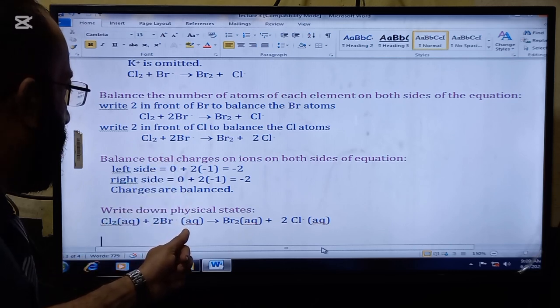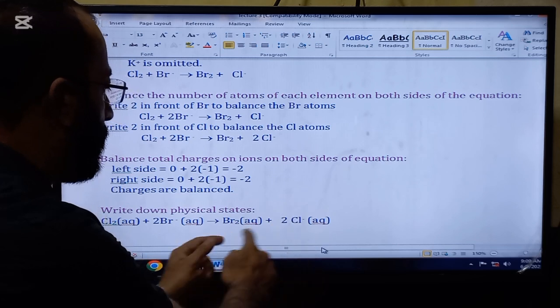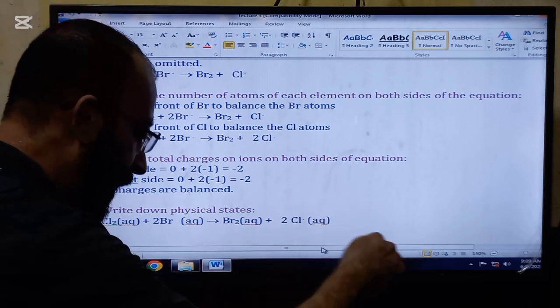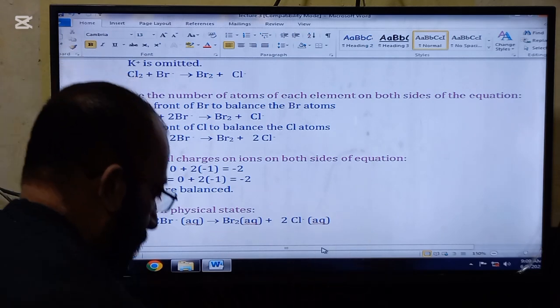Bromine is also in aqueous form. This is also in the aqueous form, and this is also in aqueous form, because these are dissolved in water at the moment. So this is the balanced equation.